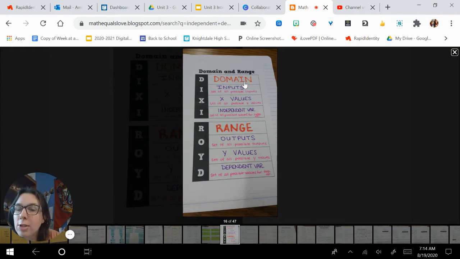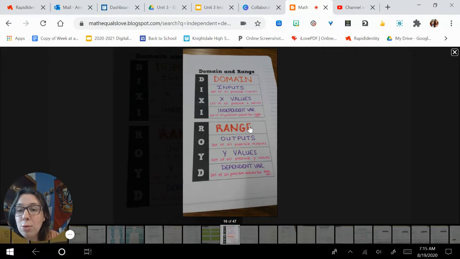So D is for domain, and I is for the inputs. It is the set of all possible inputs. Remember, input's another word for x values because I'm putting it into the equation, so the x comes first. So it's the set of all possible x values. And the I is the independent variable because x's are the independent variables. So that's another word we can use for it. So domain represents the x values. We can also call that the input or the independent variable.